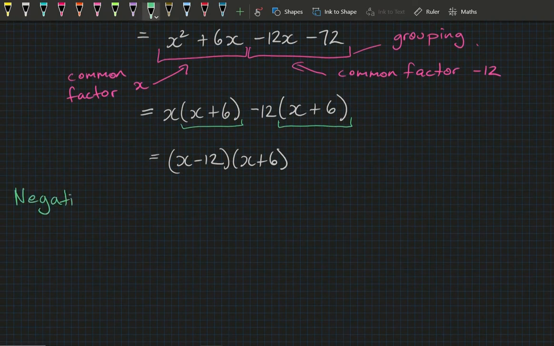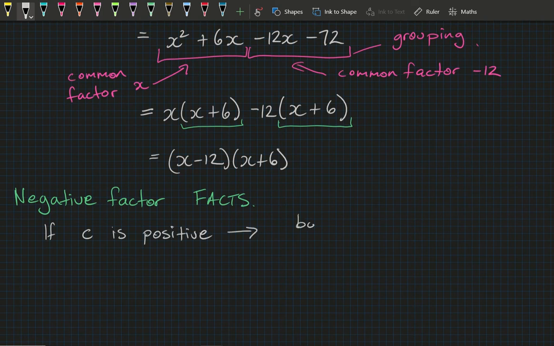But here are some negative factor facts. If c is positive, both factors are positive or both factors are negative.